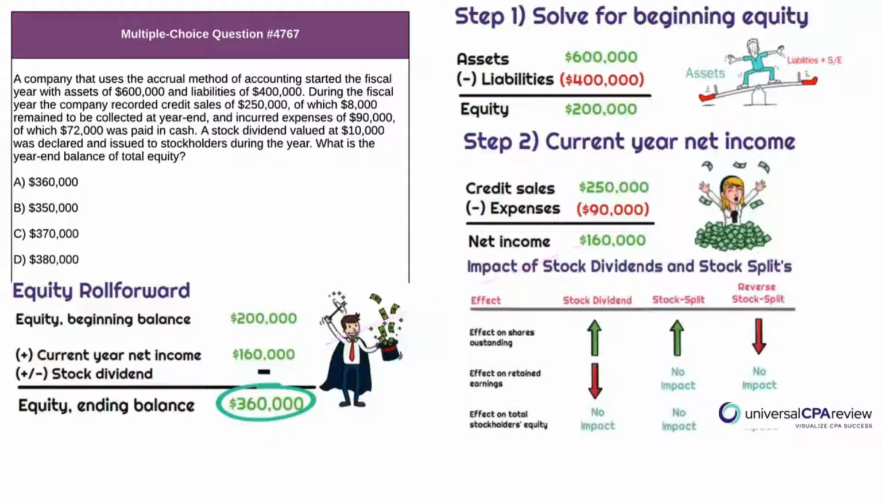So the last item we need to evaluate is any stock dividend, right? Well, when it comes to a stock dividend, that just increases the number of shares outstanding, but there's no impact on total stockholders' equity, right? But there is an impact to retained earnings. So the visual does show us those impacts, right?